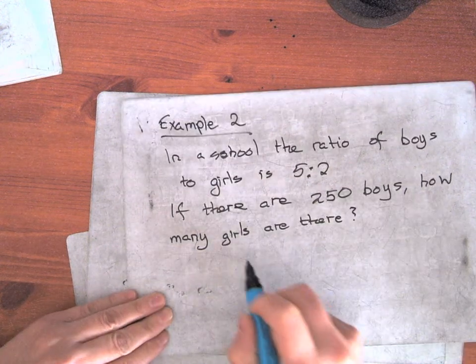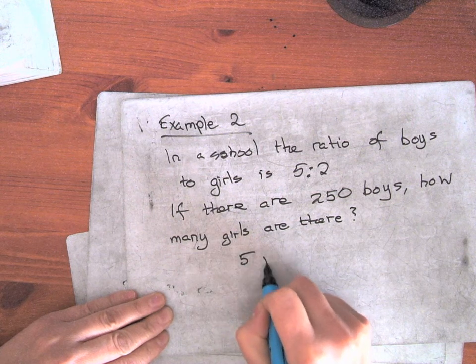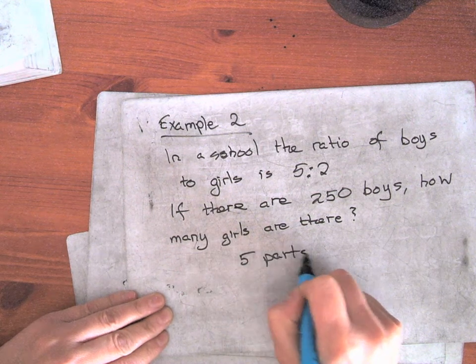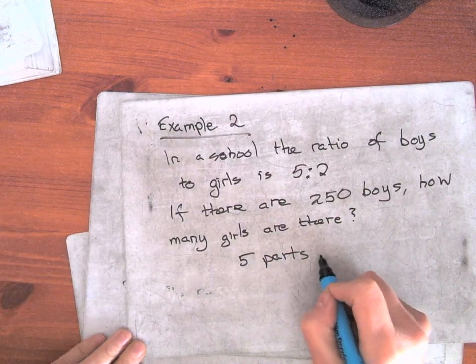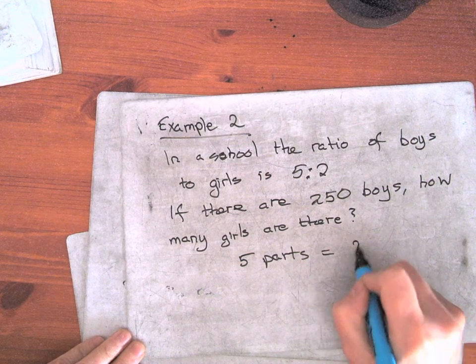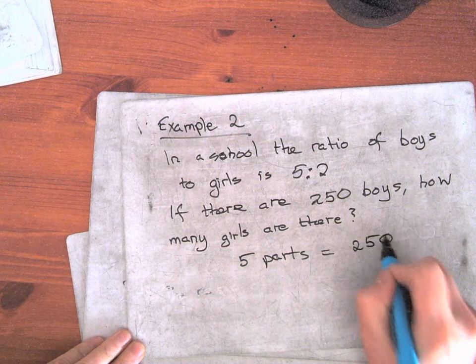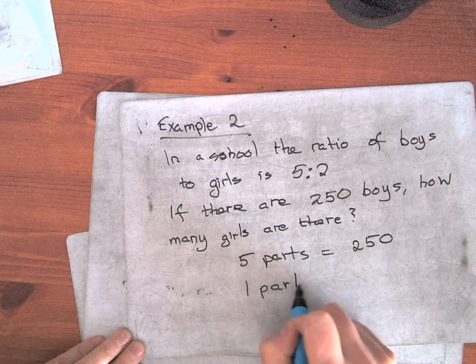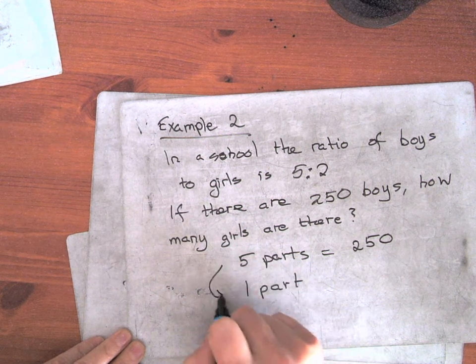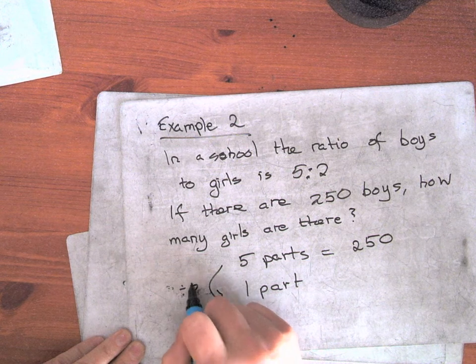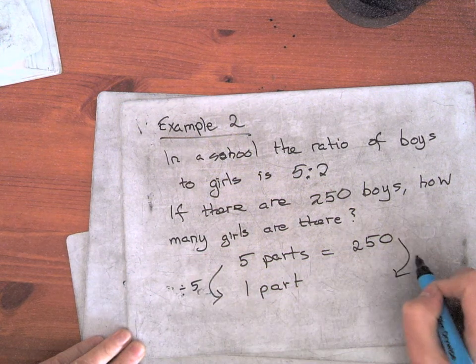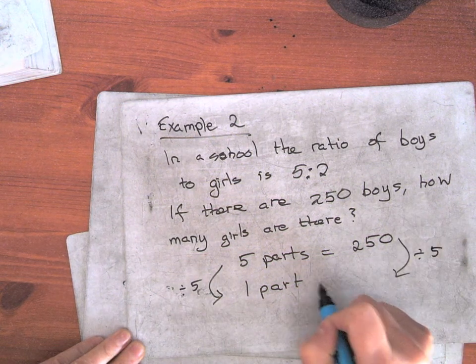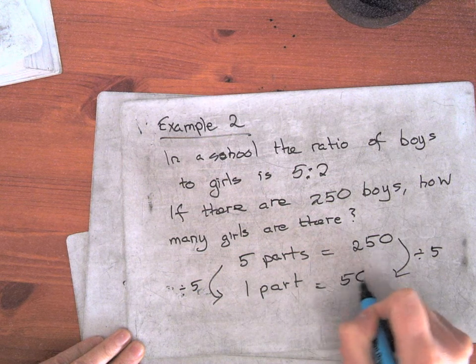Okay, so 5 parts is what you're told. You're told about the boys, and the boys have 5 parts, the girls have 2 parts. So you know 5 parts is 250. Okay, go down to one part. So to go from 5 down to 1, you divide by 5. And if you do it on that side, you must do it on this side. So divide it by 5. So 1 part is equal to 50, right?